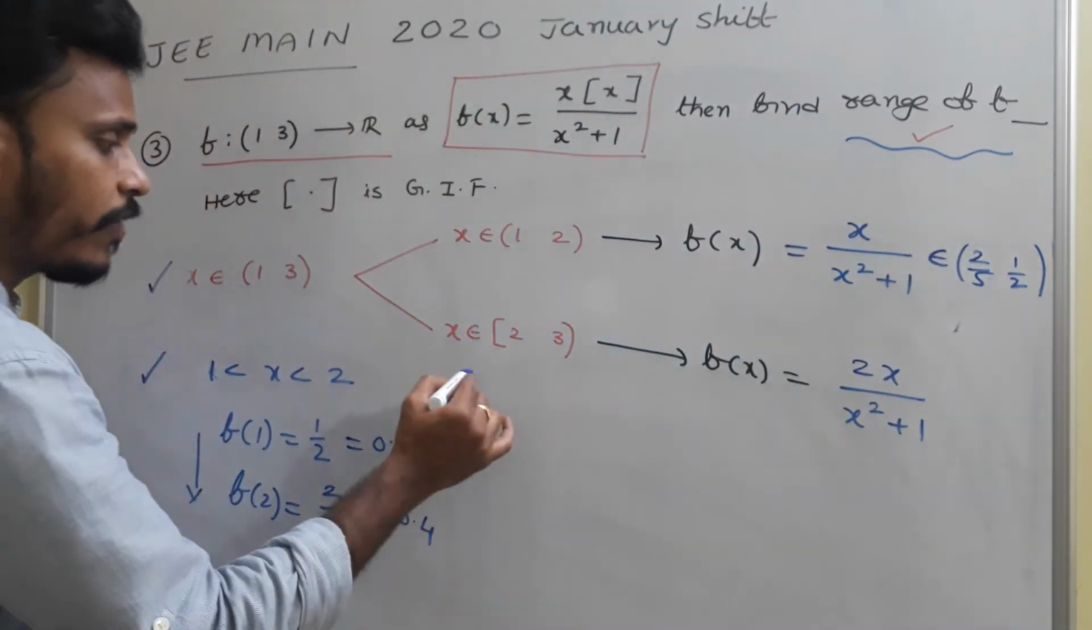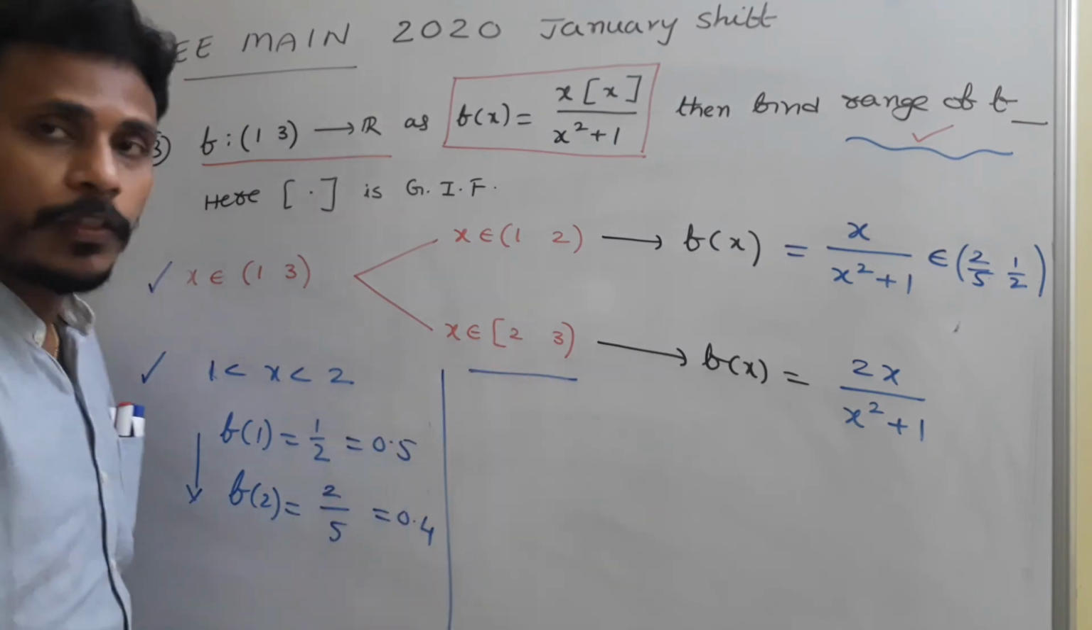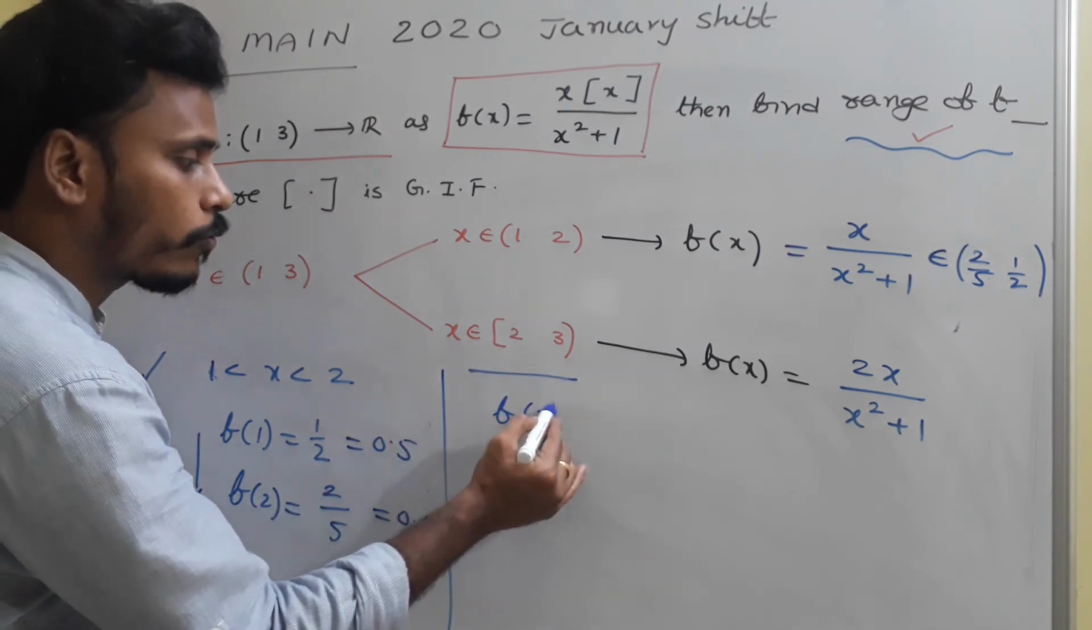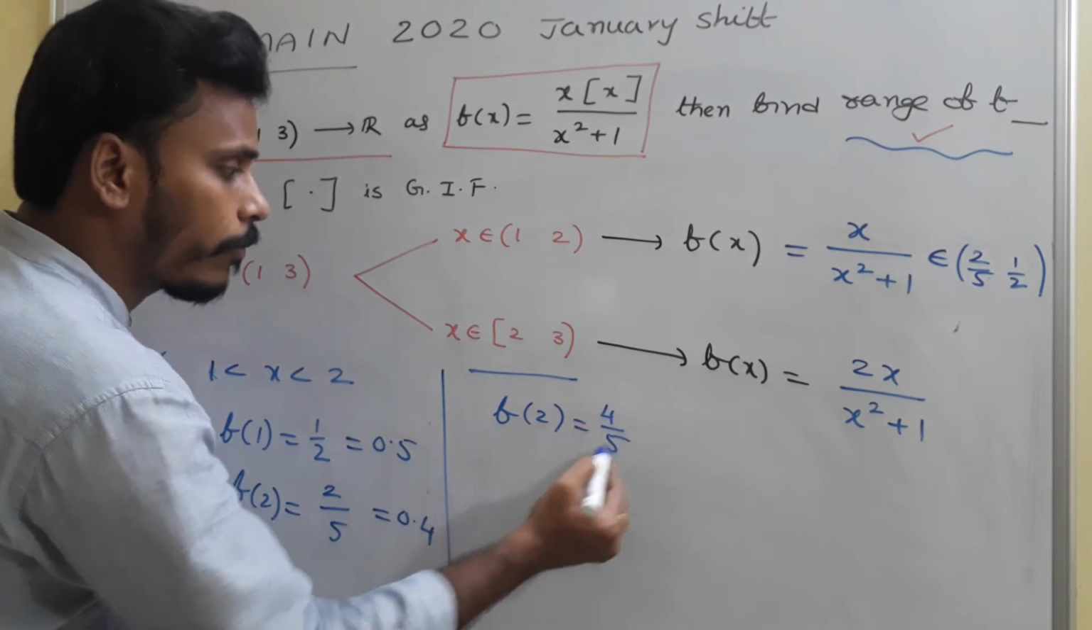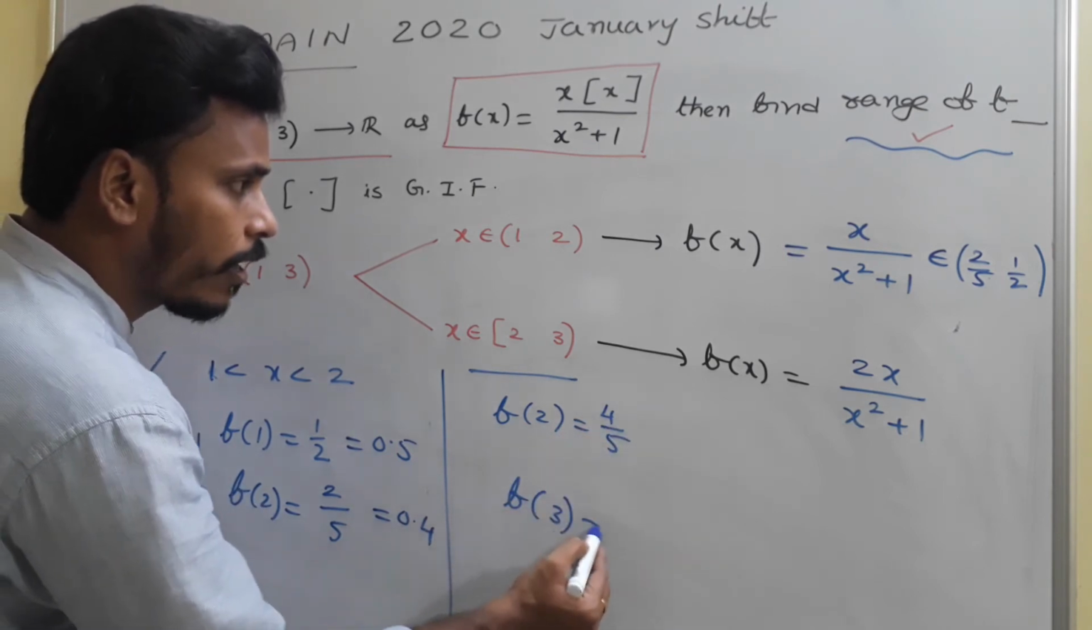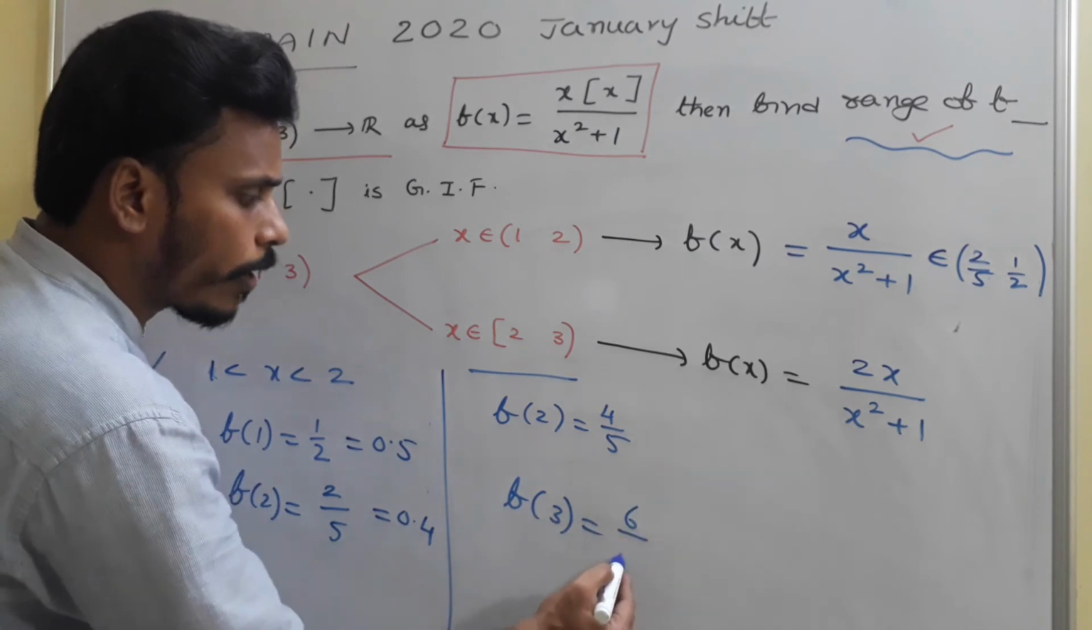Again in this region between 2 and 3, you just calculate f of 2. That f of 2 is 4 by 5, and then calculate f of 3. f of 3 is 6 by 3 square plus 1, which is 10.